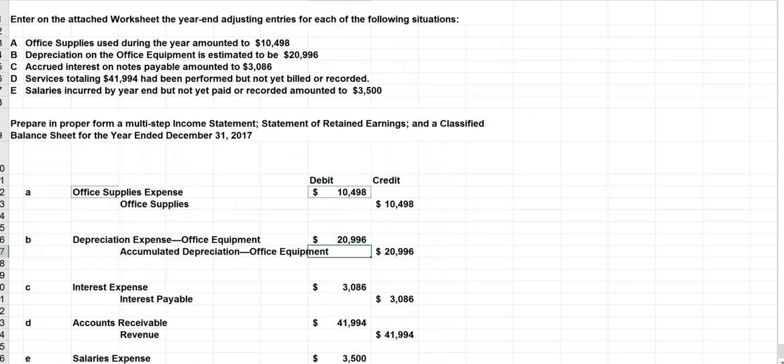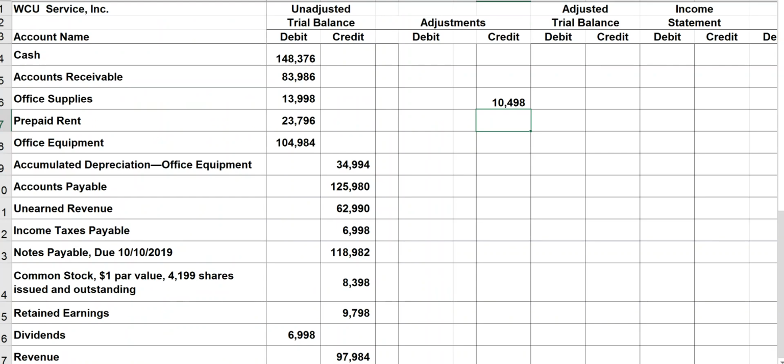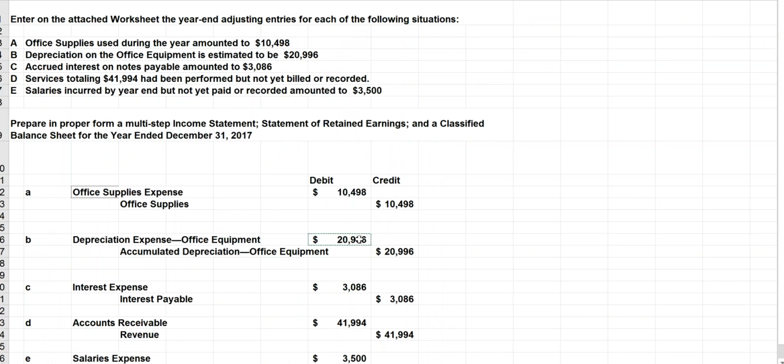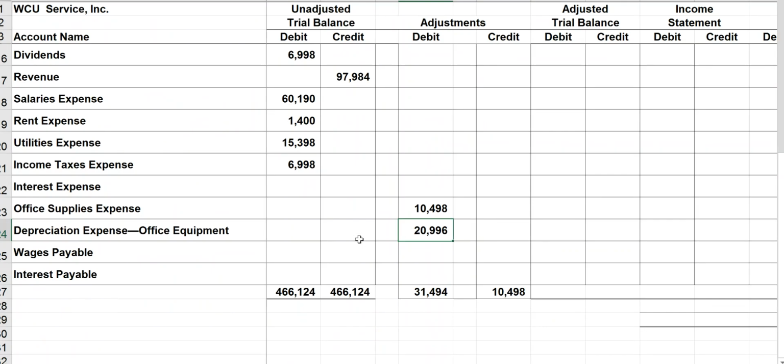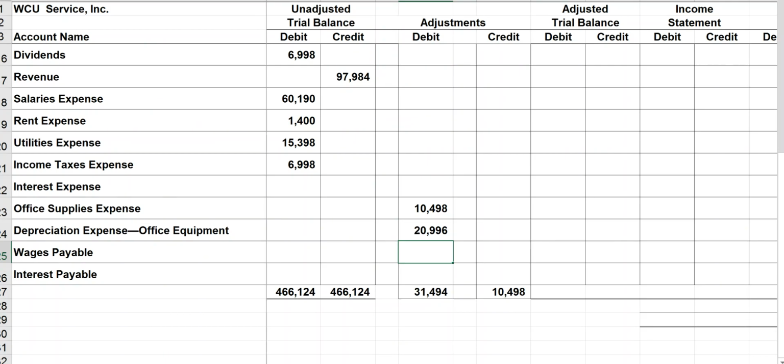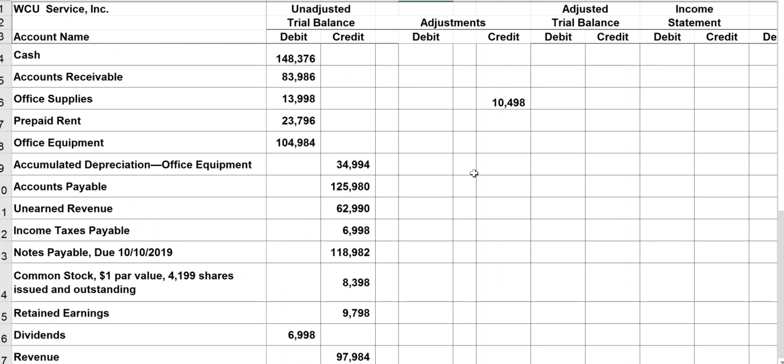I go to my next adjusting entry. I'm going to do depreciation expense office equipment. So I'm going to find that on the worksheet. Depreciation expense office equipment. That's a debit entry. So I'm going to put that debit in there. And then I'm going to credit accumulated depreciation office equipment. I'm going to find that on my worksheet.